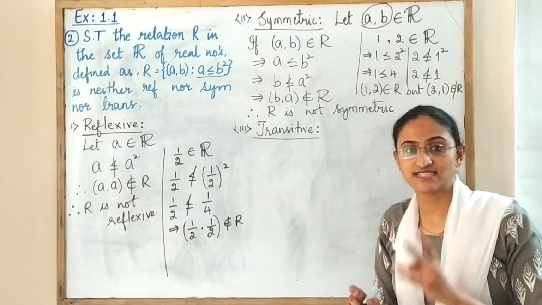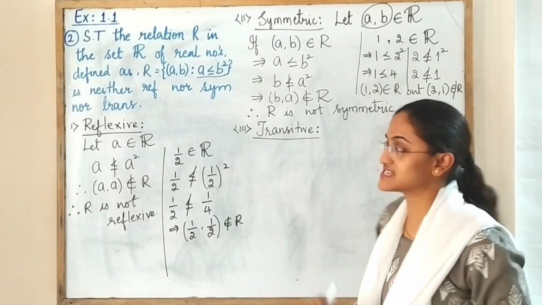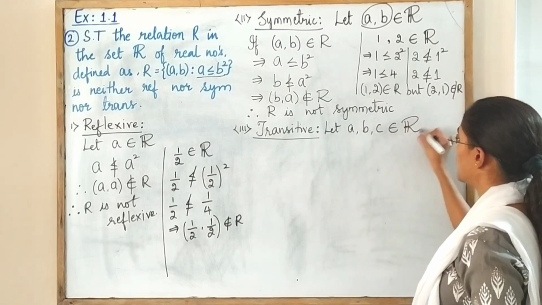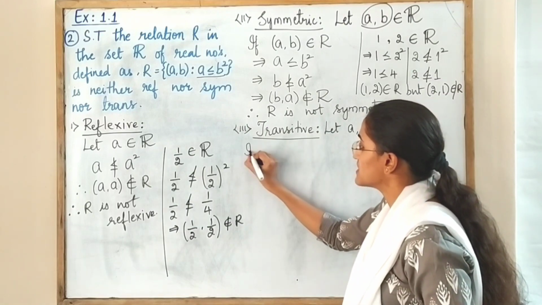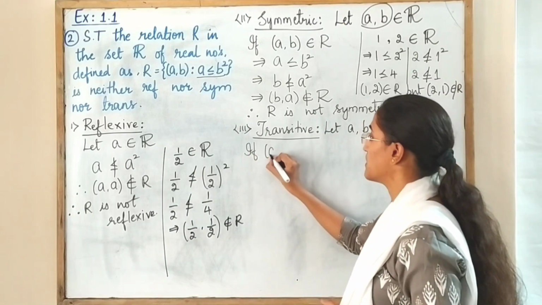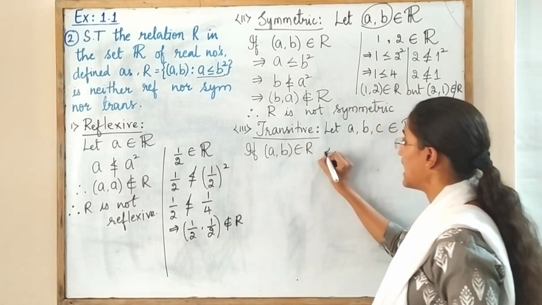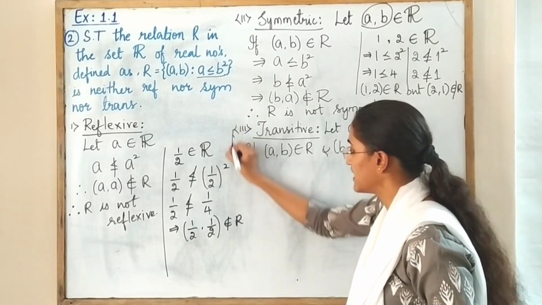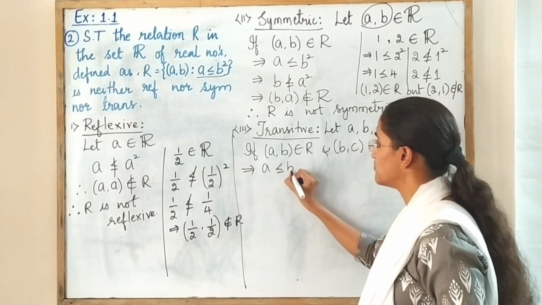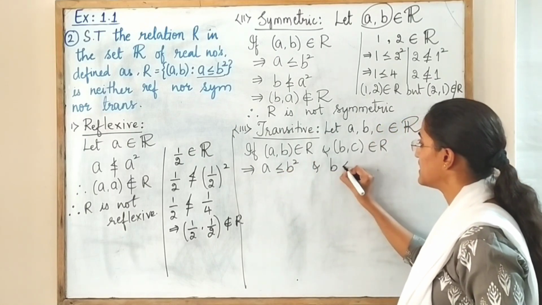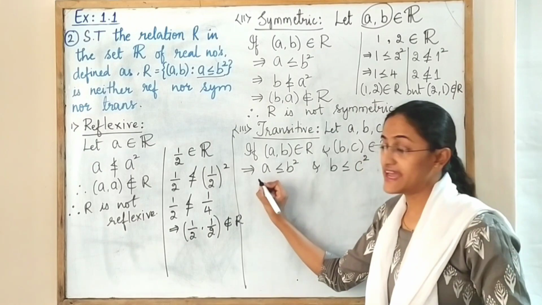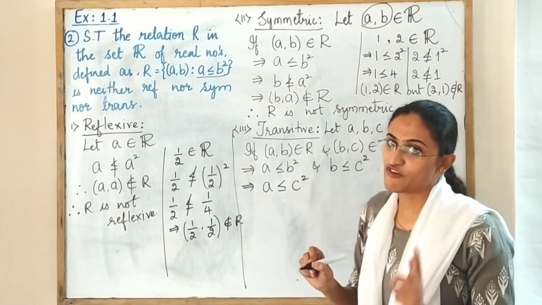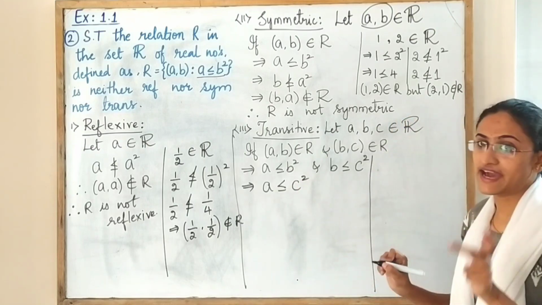Recall again, for a transitive relation we need to select 3 elements at a time, and hence I am choosing A, B, C from the set of all real numbers. Now, as per the condition of transitive, if A comma B is in the relation R and B comma C is in the relation R, then A should be less than or equal to B square and B should be less than or equal to C square. Then we should prove whether A is less than or equal to C square. For this, again we shall go for a counter example.